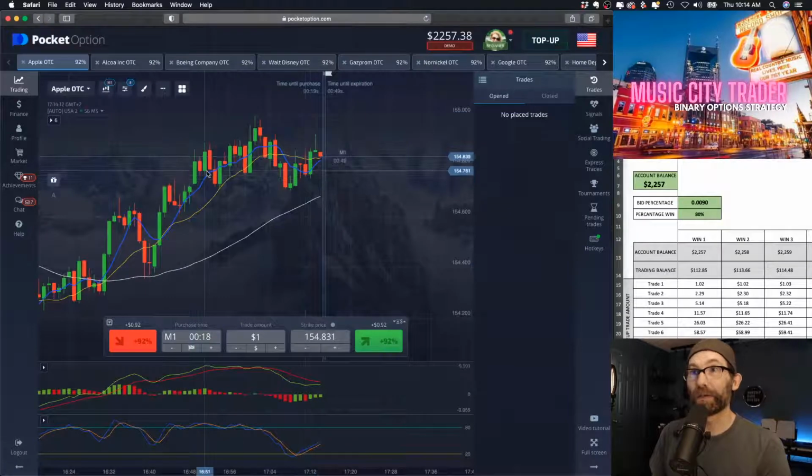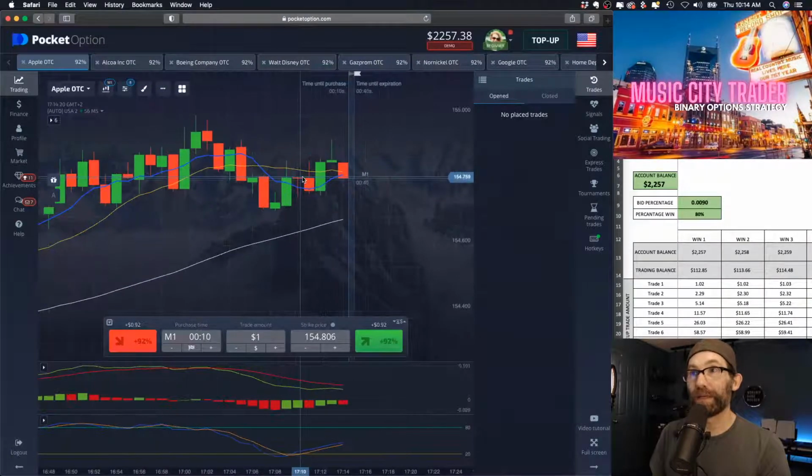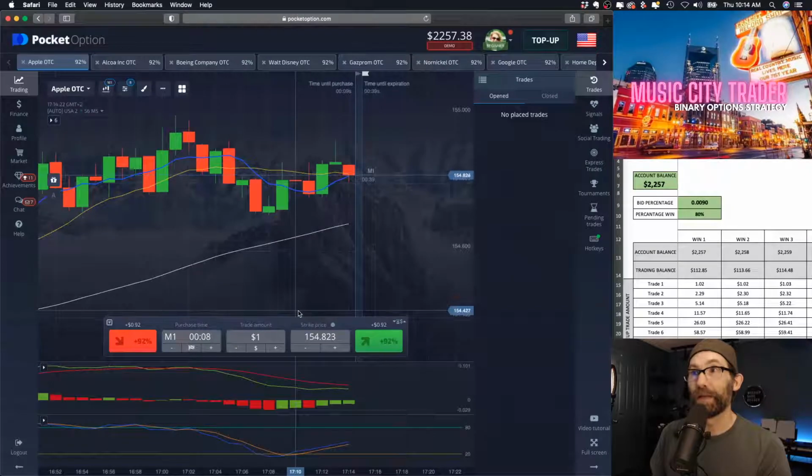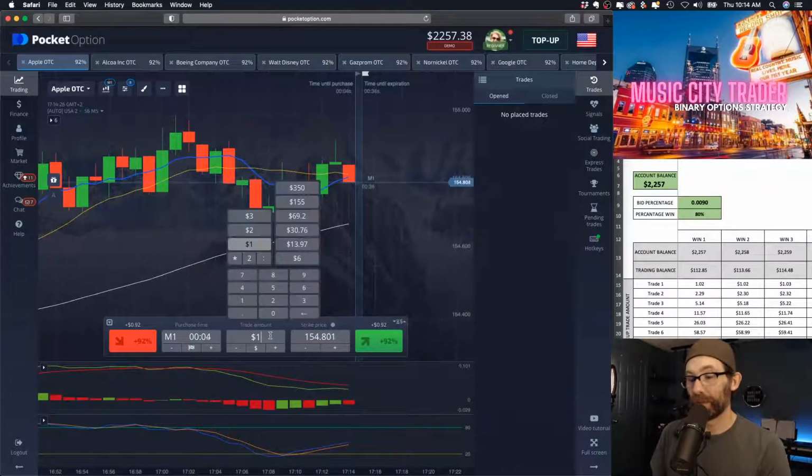And I'm looking for a chart that has a lot of alternating colors. This one actually does kind of have a lot of alternating colors. I kind of like this one. Apple usually does. Look at that. It's got red. What are we at? 38 seconds. So I'm going to put my first trade in at 102.